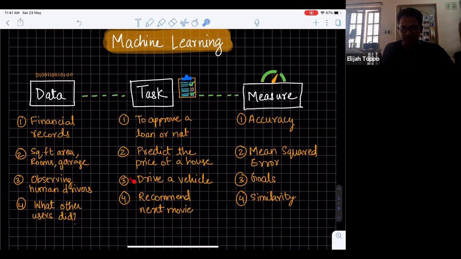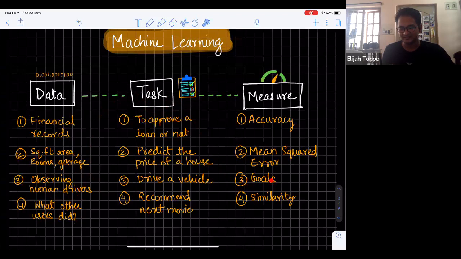The task would be to drive a vehicle, and here the measure would be the goals. So goals could be something like, am I able to reach? How fast am I able to cover my distance? Or how safe is it? Or am I breaking any rules while doing that? That would be the measure here. So in this case, the task of machine learning would be to see how humans have been driving, to learn how to drive, so that we are meeting all of our goals.